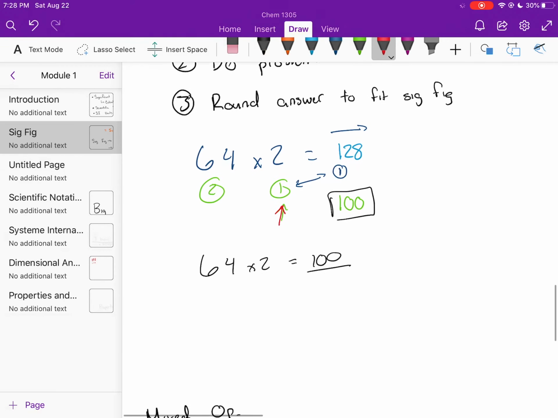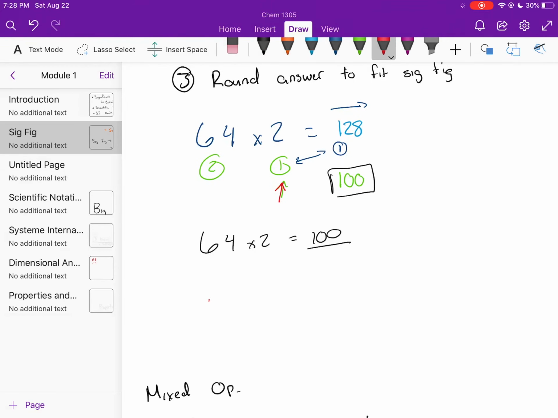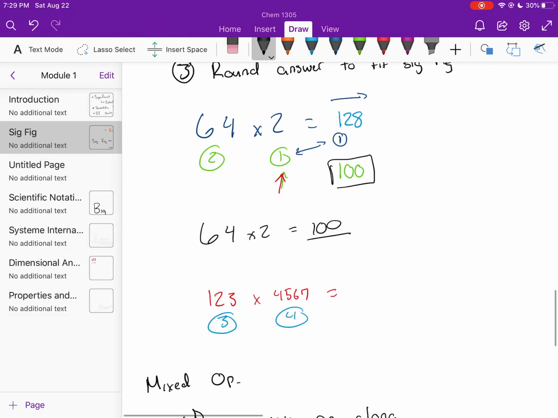Let's do another one, right? Another one for good measure. 123 times 4567. Rule number 1, always look at how many significant figures there are. So it's 3 versus 4. Rule number 2, do it as normal. So that's 123 times 4567. That's 561741.